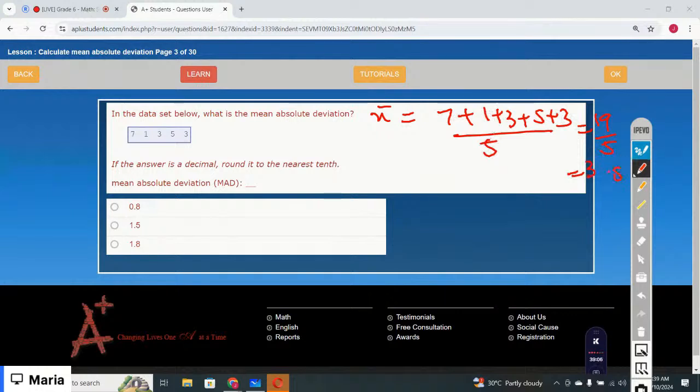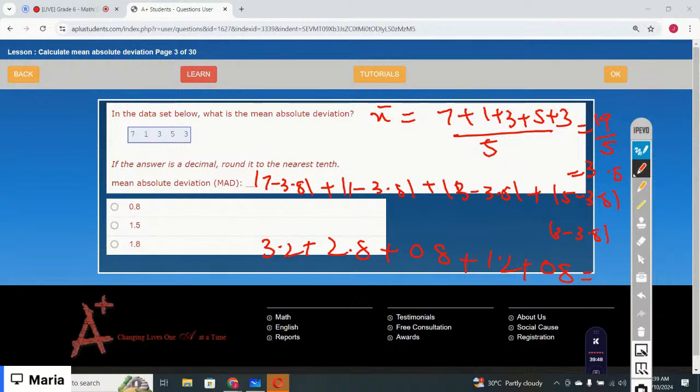Now you have to subtract this 3.8 out of each value. You have to do 7 minus 3.8, 1 minus 3.8, 3 minus 3.8, 5 minus 3.8, and 3 minus 3.8. Just subtract them, right? So 7 minus 3.8 is 3.2, then 2.8, then 0.8, then 5 minus 3.8, that is 1.2, and 3 minus 3.8 is 0.8.